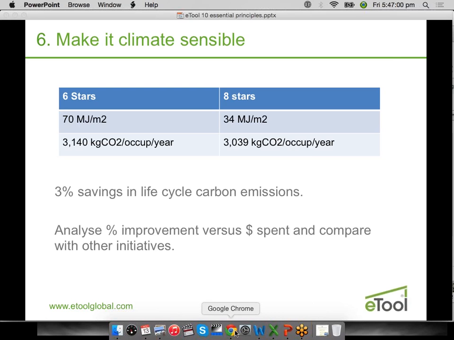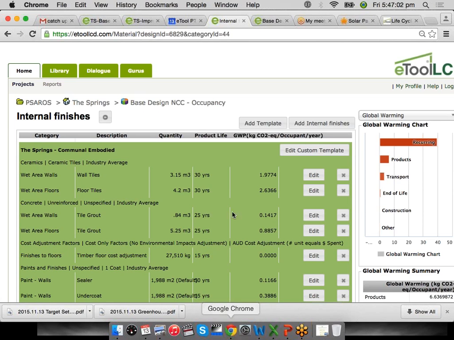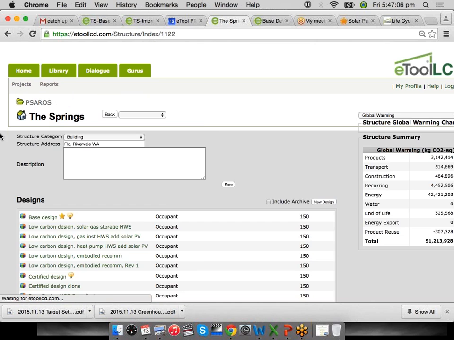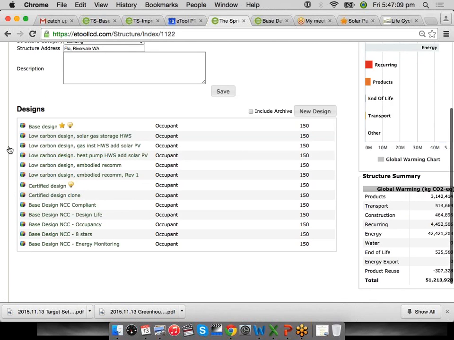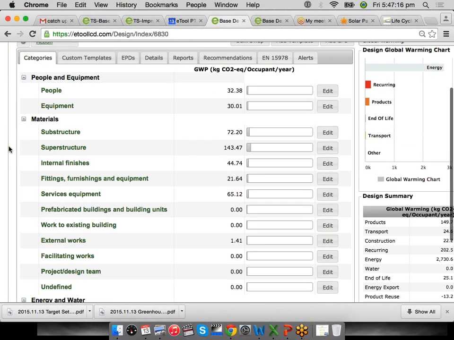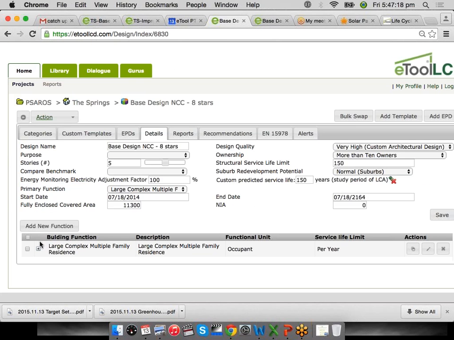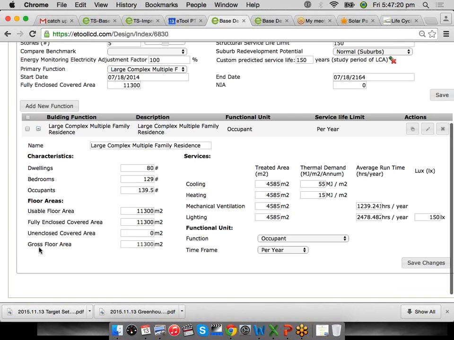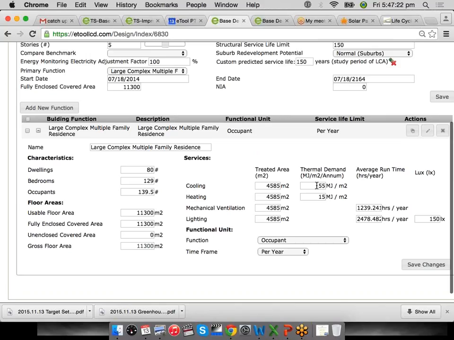So you can change that when you are modeling. You can change that in your model by selecting the energy demand. So when we do the thermal performance reports, the calculations, we go in here, and there's a field here that talks about the thermal demand. So it talks about the amount of megajoules for heating and the amount of megajoules for cooling.